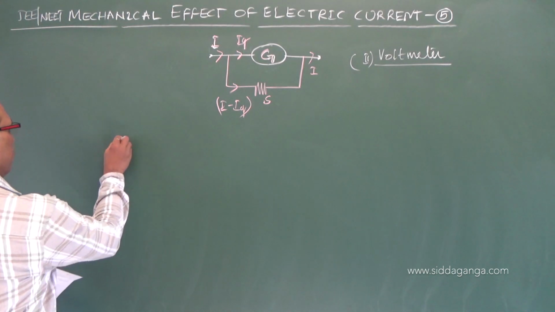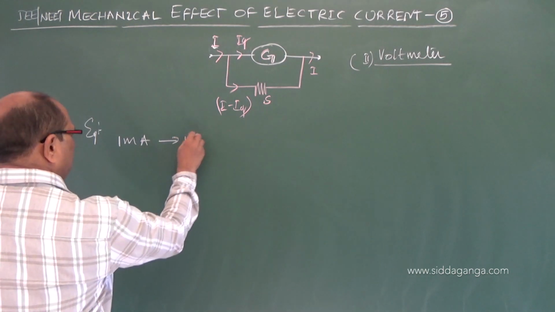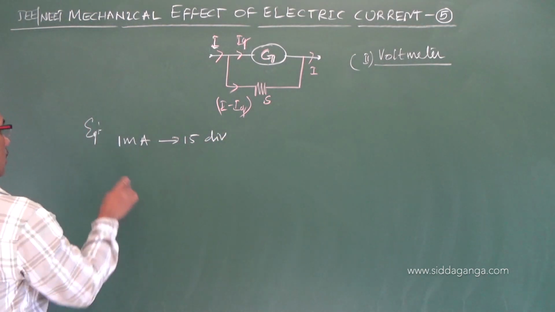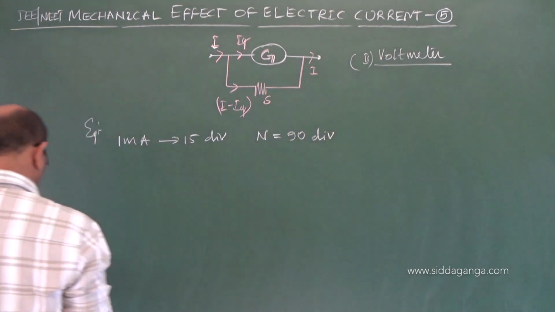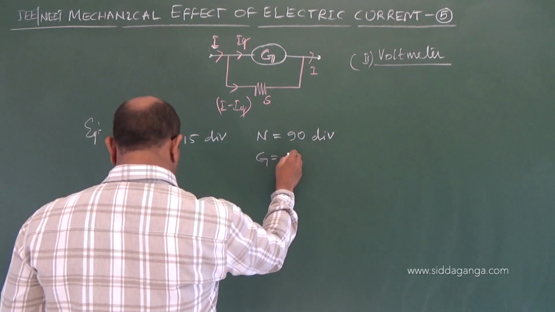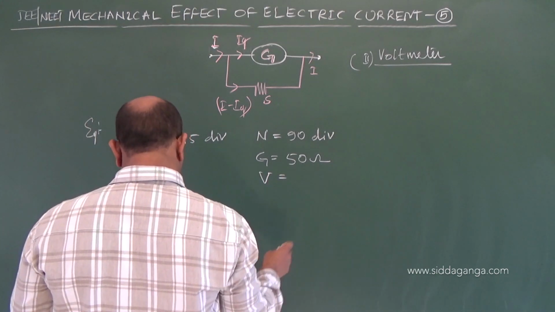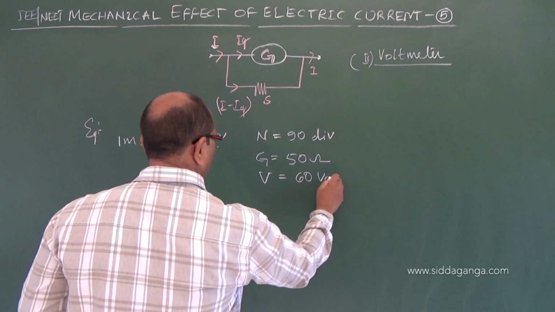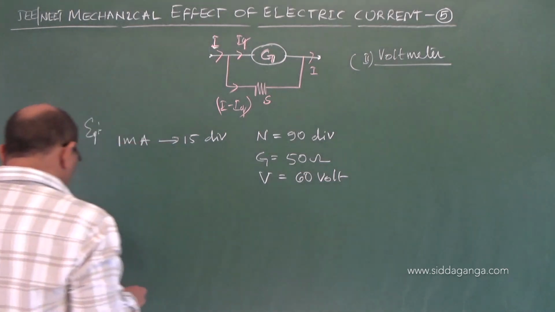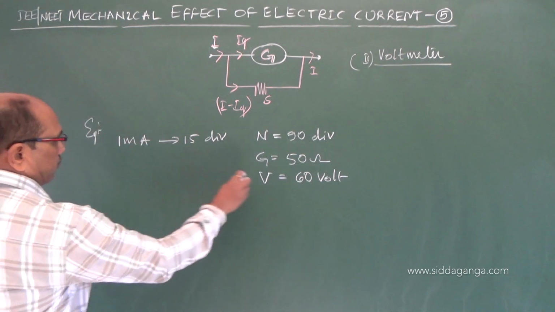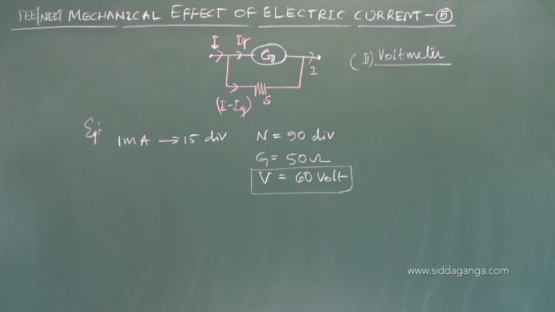One milliampere takes 15 divisions. There are totally 90 divisions in this scale. Galvanometer resistance is 50 ohm and the voltage that is measurable is 60 volt. You have to convert it to a 60 volt range voltmeter. This is the information given to you.